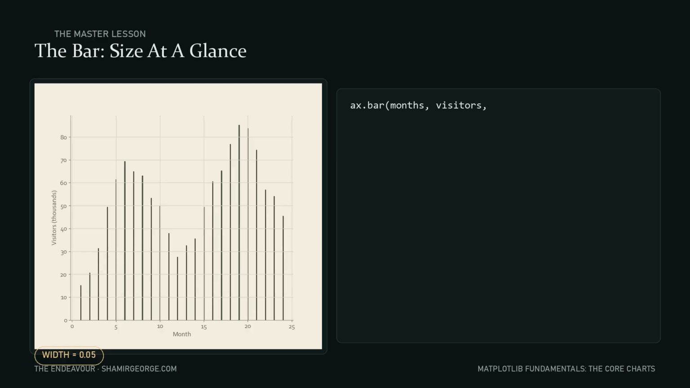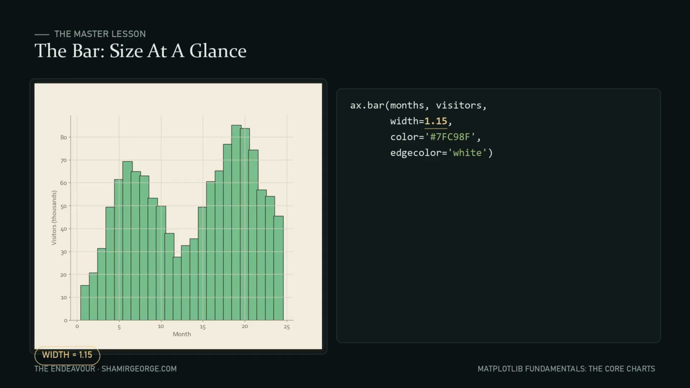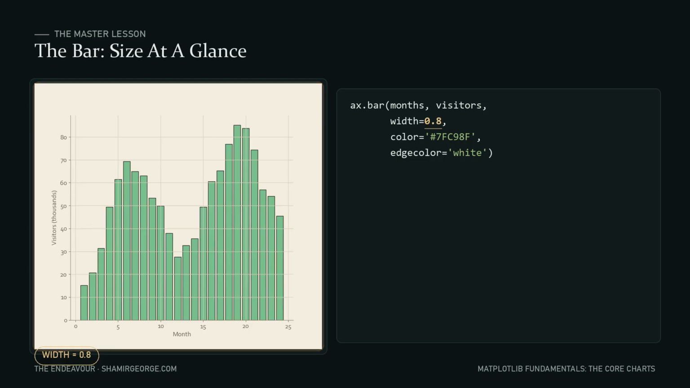Width near 0 shrinks every bar to a hairline, so thin the eye has to guess where 1 month ends and the next begins. Push width past 1, and neighboring bars collide, fusing into a single smeared block with no gaps left to read. 8/10, that's it. It keeps each of the 24 months a distinct rectangle you can compare side by side without them touching.